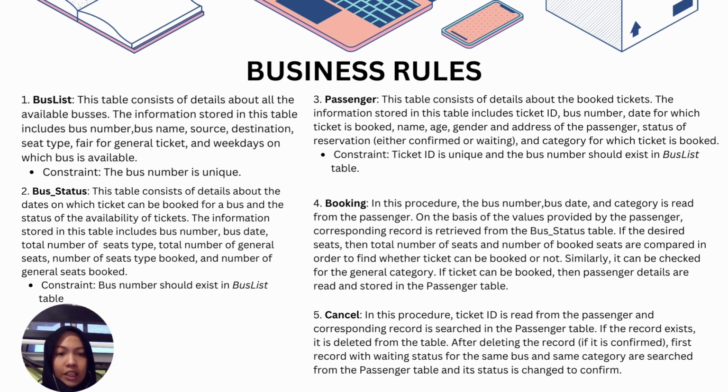Okay, the last one is cancel. In this procedure, the ticket ID is read from the passenger and the corresponding record is searched in the passenger table. If the record exists, it is deleted from the table. After deleting the record, the first record with waiting status for the same bus and same category is searched from the passenger table and its status is changed to confirmed.